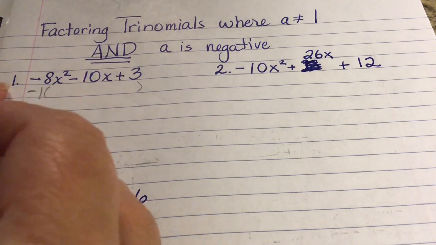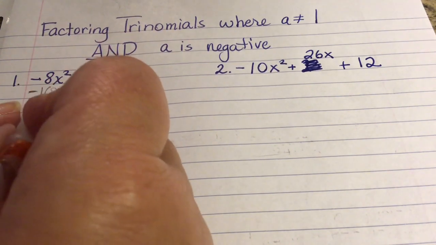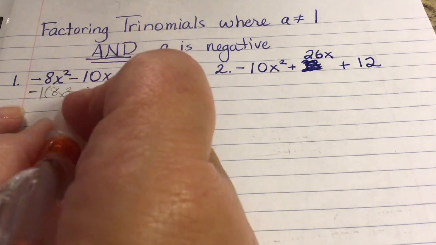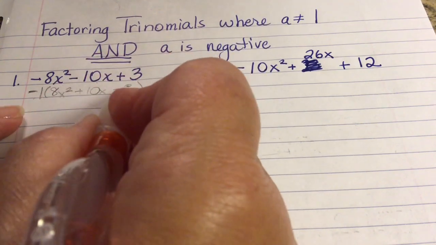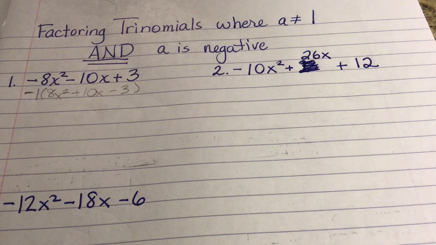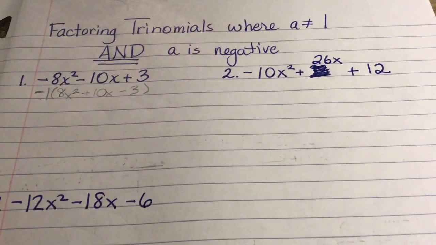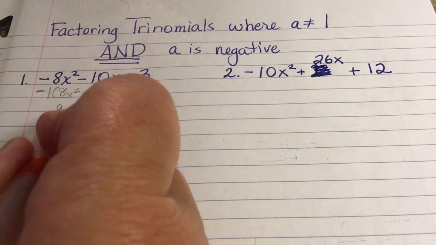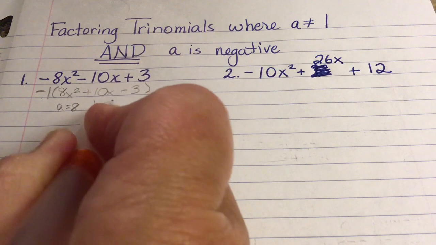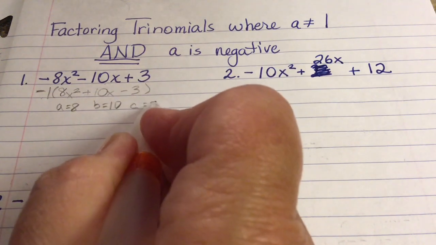So I'm going to pull out a negative. Negative 8x squared divided by negative 1 is positive 8x squared. Negative 10x divided by negative 1 is positive 10x. Positive 3 divided by negative 1 is negative 3. So I really have not changed my problem. If I distribute negative 1, I still get the same trinomial that I started with. But now a is 8, b is 10, and c is negative 3.